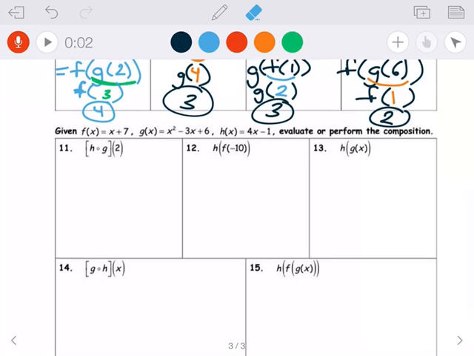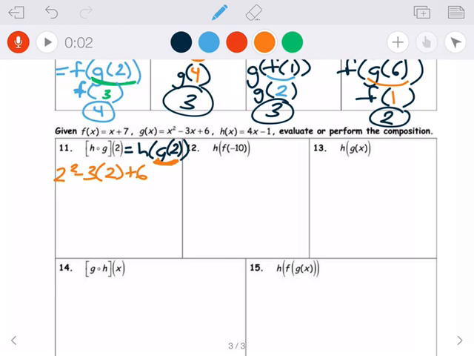Now let's move on to putting this with actual expressions, with x's, with variables, not with just ordered pairs. So in number 11, we want to find h of g of 2. So still the same concept. This is the same as rewriting it h of g of 2. Work from the inside out. Go to function g, replace every x with 2. So I would have 2 squared minus 3 times 2 plus 6.